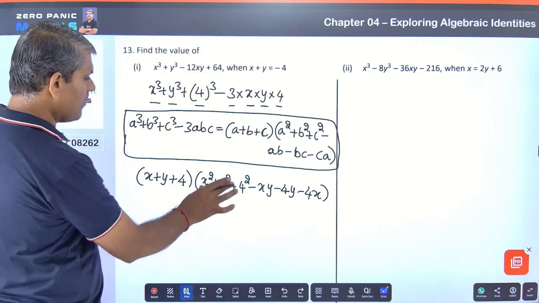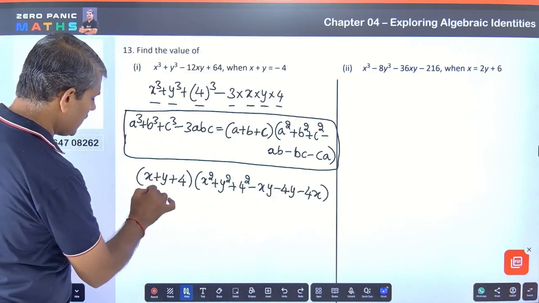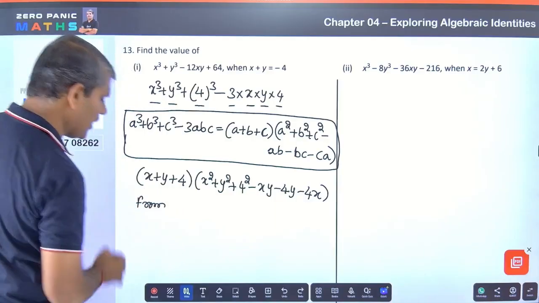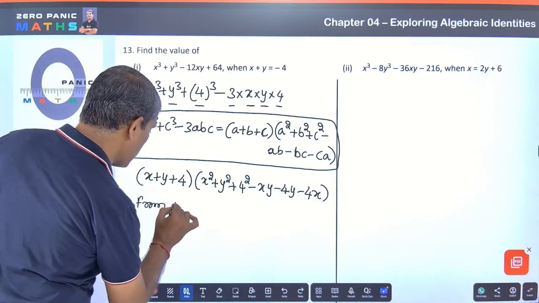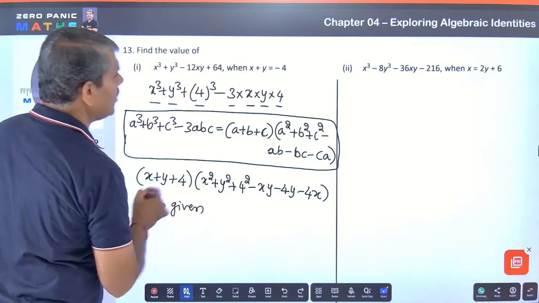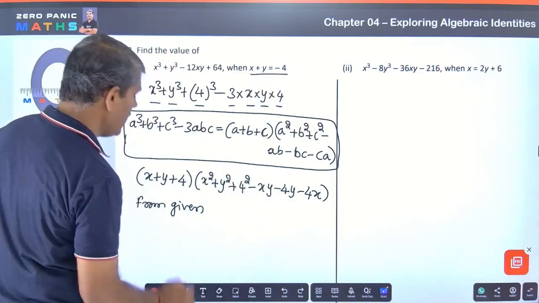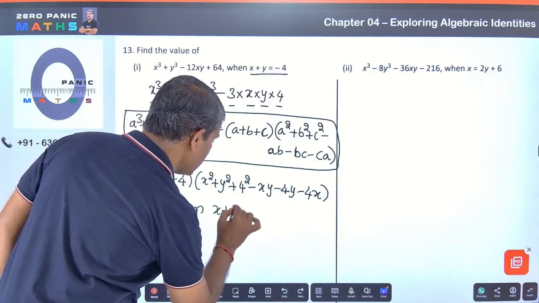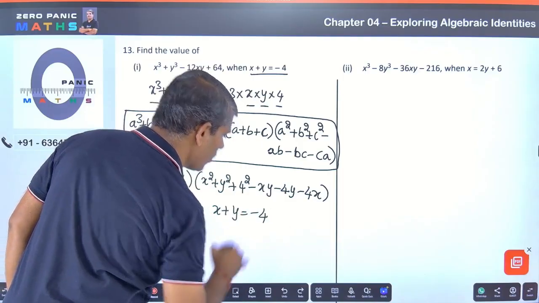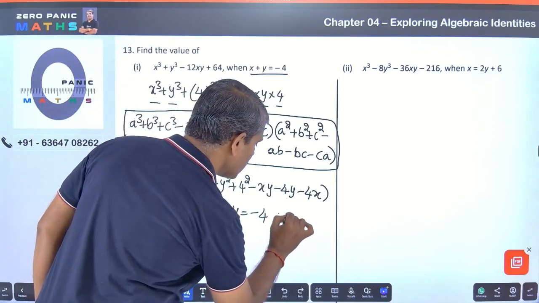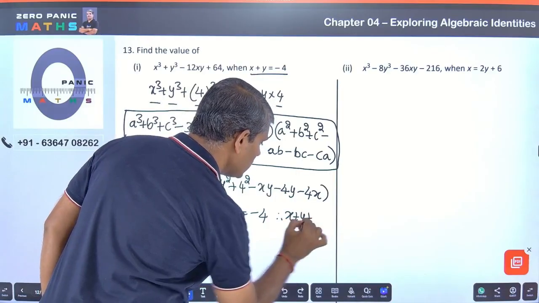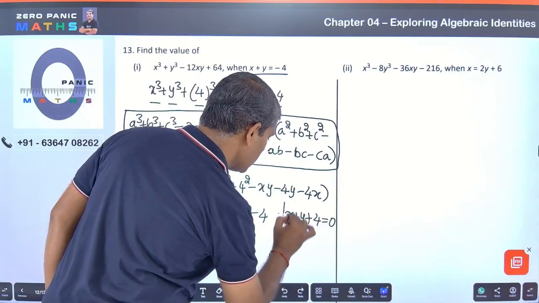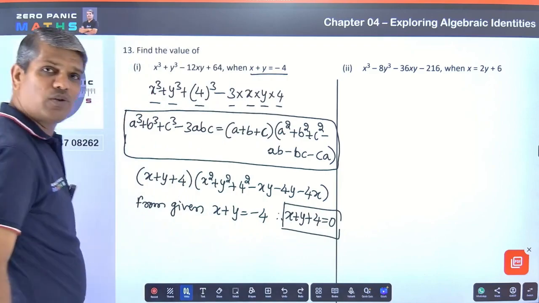You don't have to worry about this term, because from the given, just listen to me carefully. What is given here is x plus y is equal to minus 4. Therefore, what is x plus y plus 4? Take this minus 4 to the left side, it is equal to 0. So x plus y plus 4 is equal to 0, correct?